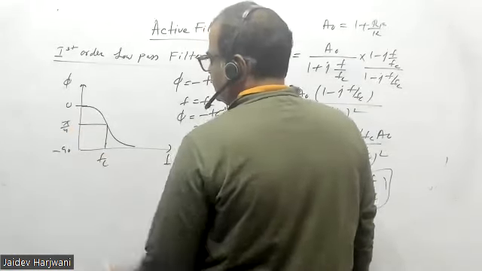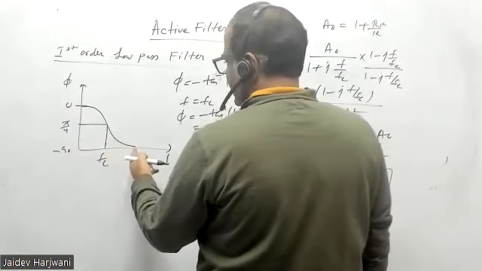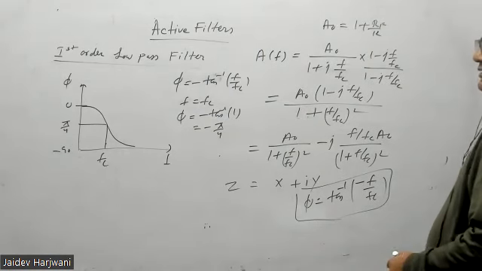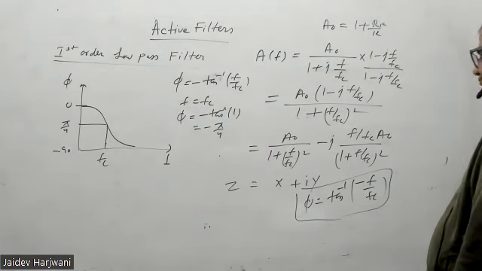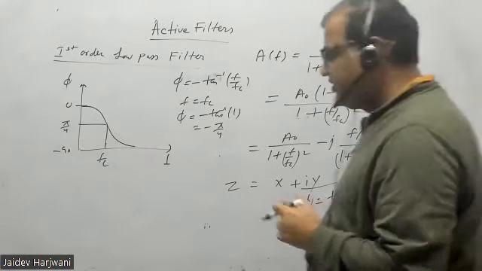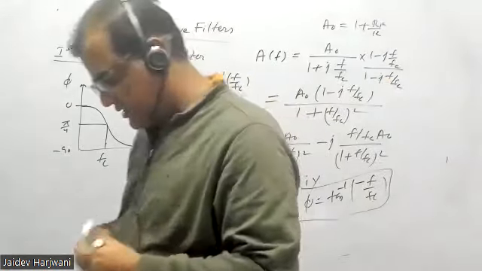At f equal to fc, minus pi by 4; at 0, you have 0; and at infinity, you have minus 90. So you can plot a graph like this. You can put other values also. So that's the point: phase is also changing with the frequency.